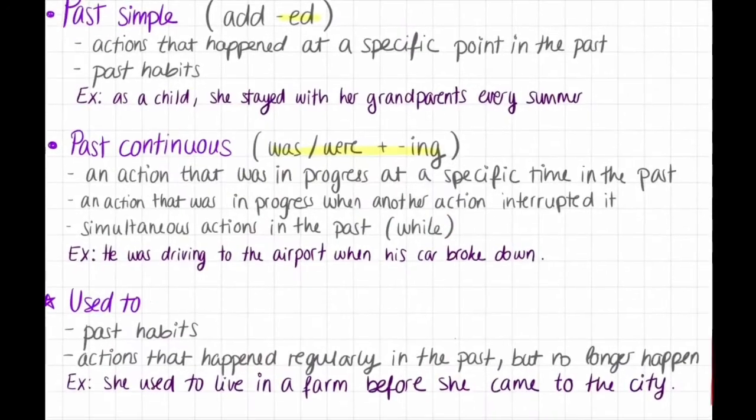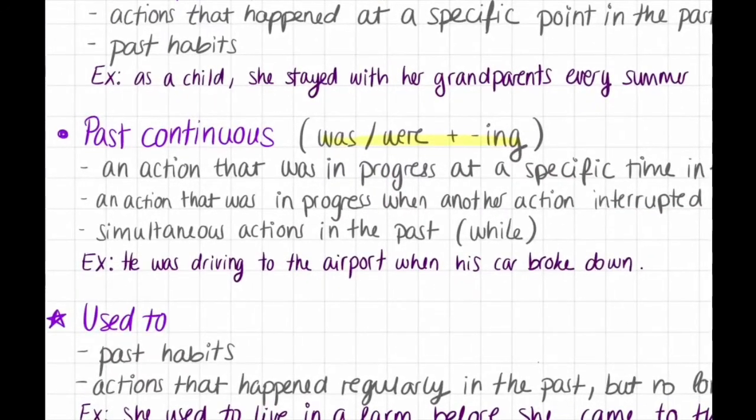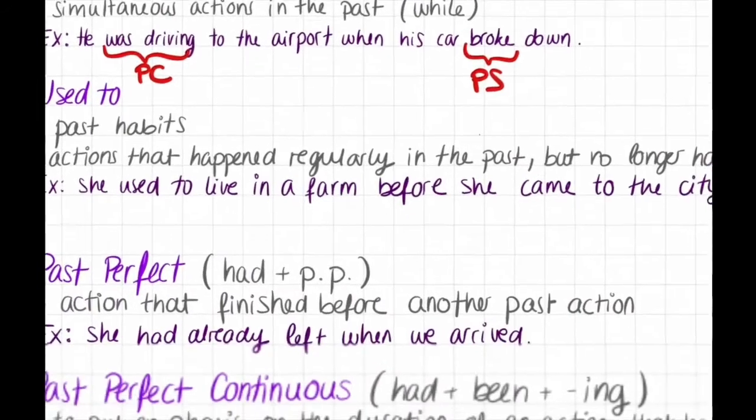The example would be, he was driving to the airport when his car broke down. So that would be an example of an action in progress that was interrupted by another action. So for the action that was in progress, we use the past continuous. And for the action that interrupted it, we use the past simple. We're going to see this in the timeline.